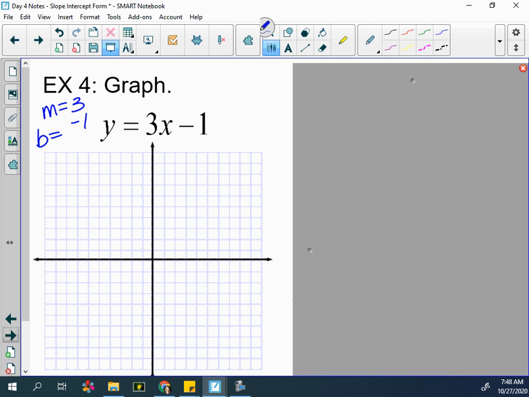So should I graph the 3 first or the -1 first? Yeah, the -1. I always think begin with the B. You have to start with the y-intercept. That way you can count a rise over run. So y-intercept is on the y-axis, so put a dot at -1.